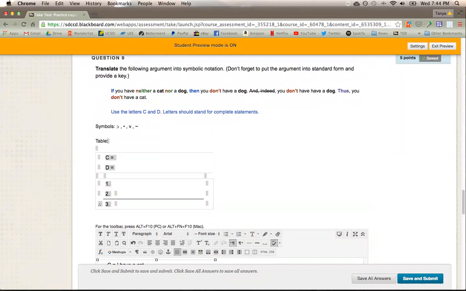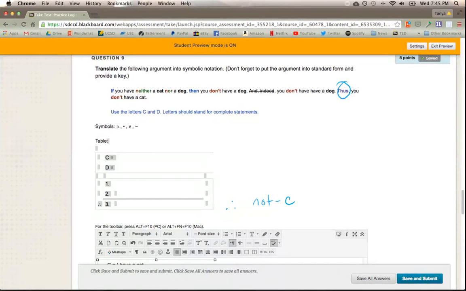Okay, so we've got our atomic statements. The first thing to do to translate the argument in English into an argument in symbolic notation is to start with the conclusion. Always start by identifying the conclusion when you do any kind of argument analysis question for this class. So thus tells us that the conclusion follows. The conclusion is you don't have a cat. So if C is I do have a cat, then not C is the conclusion. So we know that much.